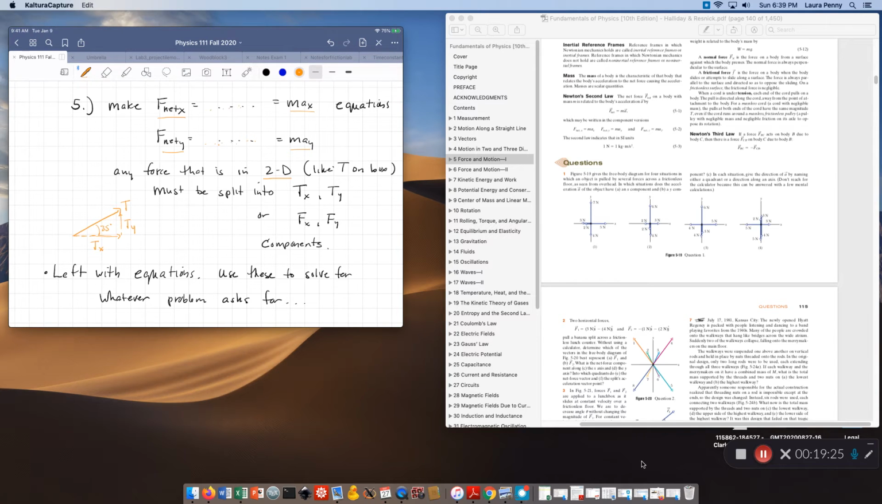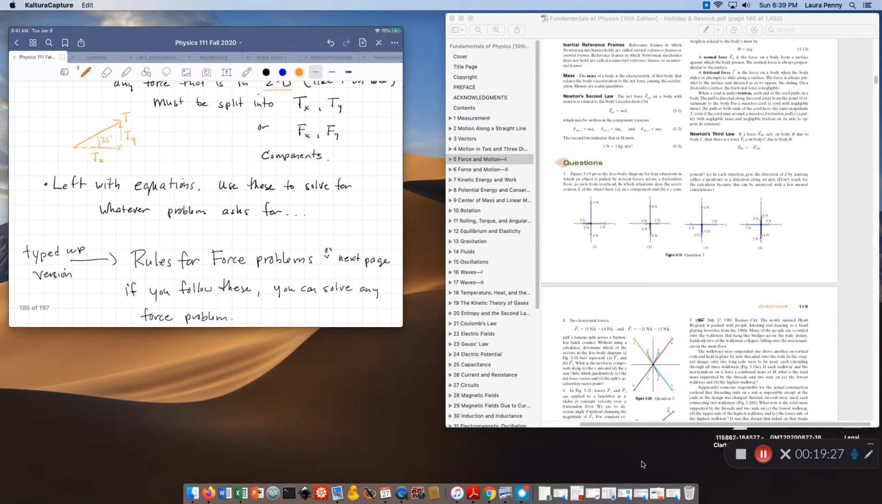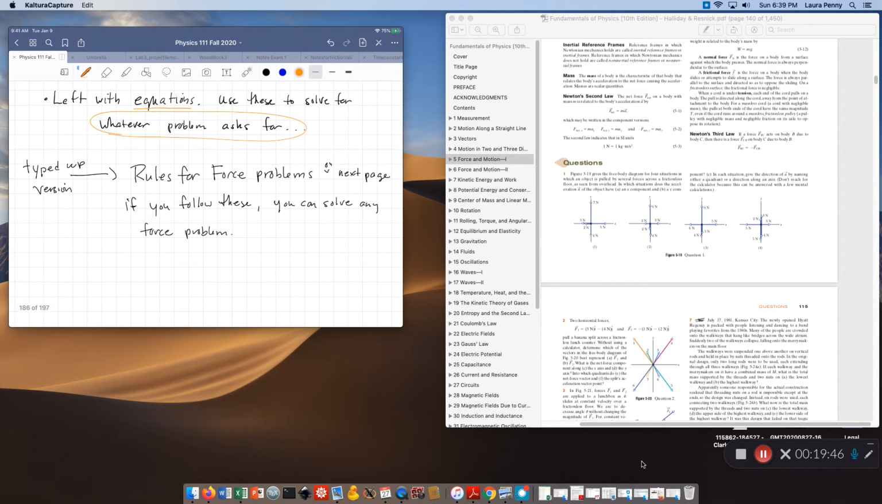At the end of these steps, I'm left with equations, and those are the equations I use to solve for whatever the problem is asking me for. But I can't even get to what the problem is asking me for until I've done all of these steps. Now, I have, over the years, realized that it's better to type up these rules for force problems, and so they're on this next page. They're also in the homework practice questions. There's an attachment, which is the file for this as well.